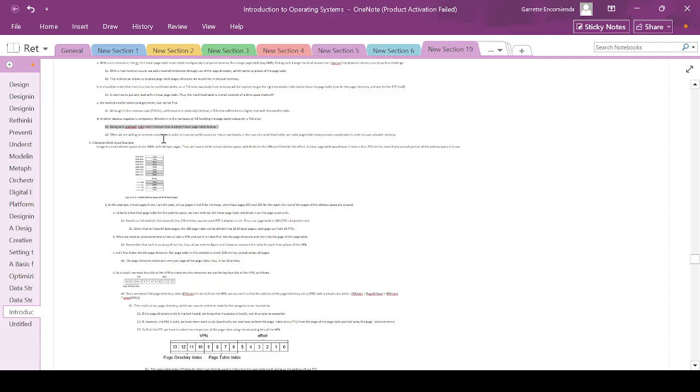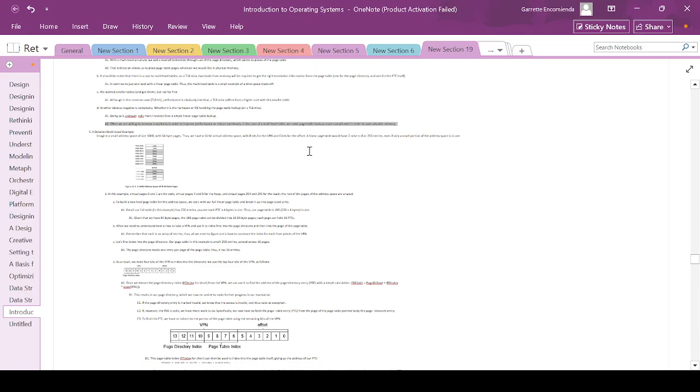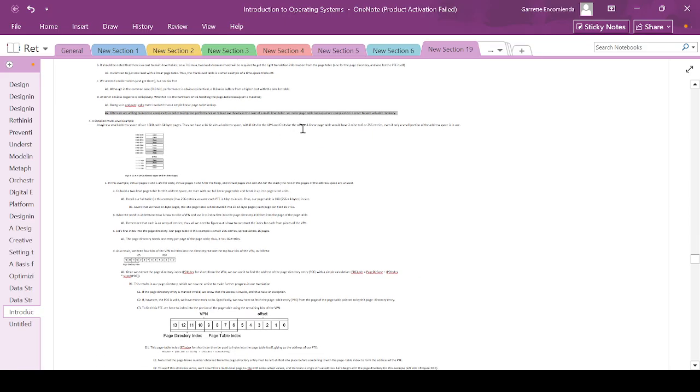Doing so is undoubtedly more involved than a simple linear page table lookup. So it's more complex than the linear page table lookup we discussed in the previous video. Often we are willing to increase complexity in order to improve performance or reduce overheads. In the case of a multi-level table, we make page table lookups more complicated in order to save valuable memory.